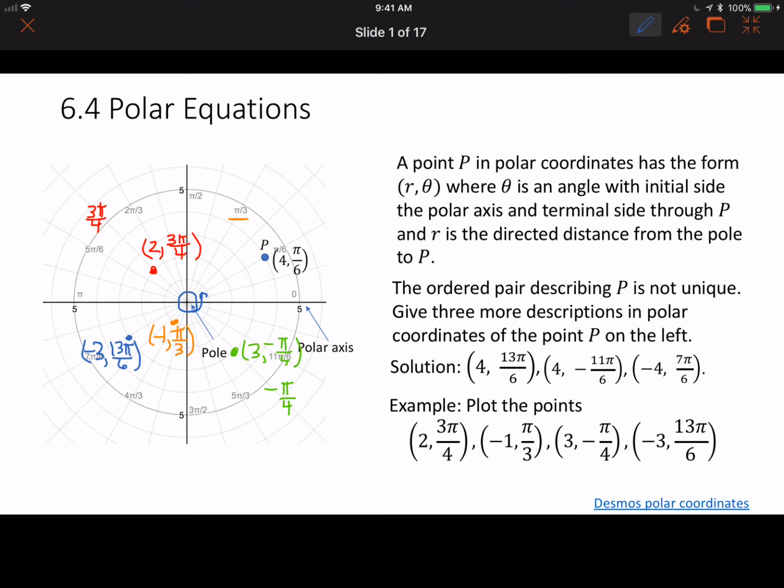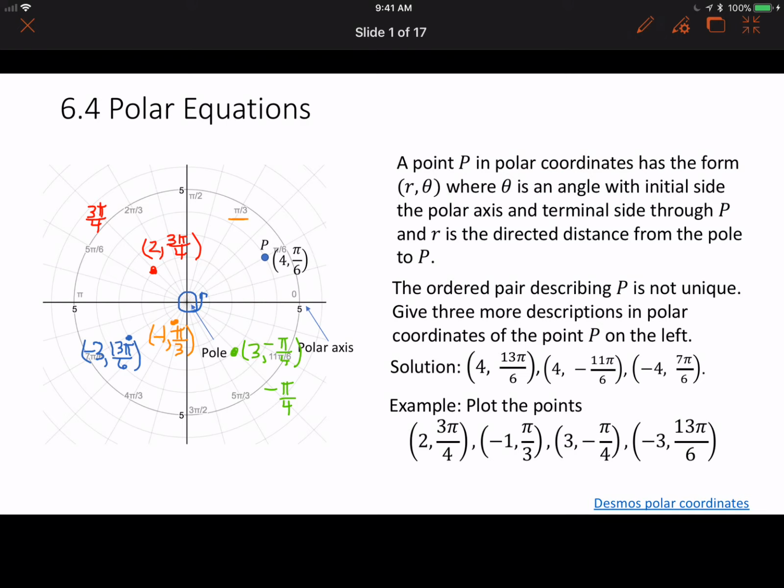Now you should practice plotting some polar coordinates yourself. It takes a little time to get used to thinking of this in terms of r and theta. You're used to thinking in terms of x and y. But hopefully with all of the trig that we've been doing this semester, this isn't too much of a stretch to switch to r and theta.